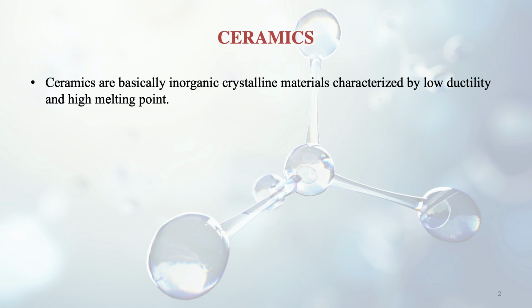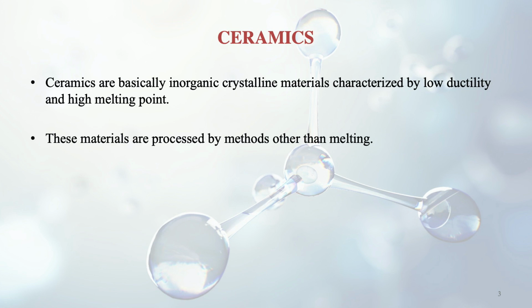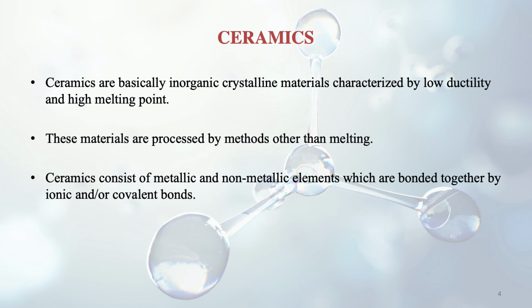So we are discussing ceramics, and ceramics are basically inorganic crystalline materials which are characterized by certain properties like low ductility and high melting point. These ceramics have low ductility, high melting point, they are brittle, and these materials are processed by methods other than melting. They are not prepared by a melting process. These ceramics consist of metallic as well as non-metallic elements, and these elements are bonded together by either ionic or covalent bonds. You must have read about these, ionic and covalent bonds, in your 12th class chemistry or before that.